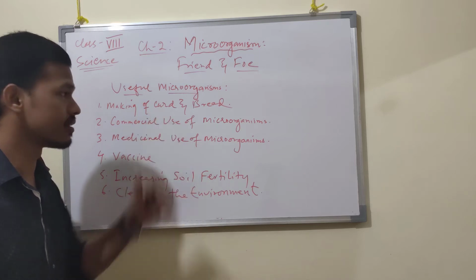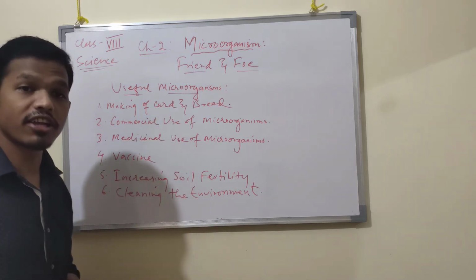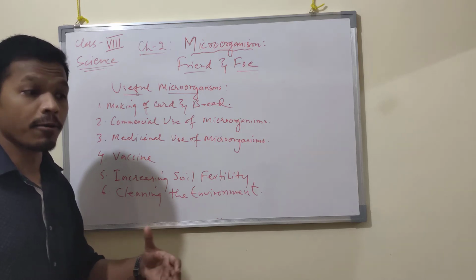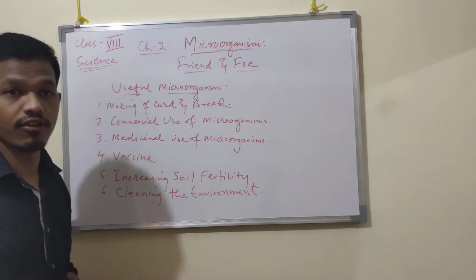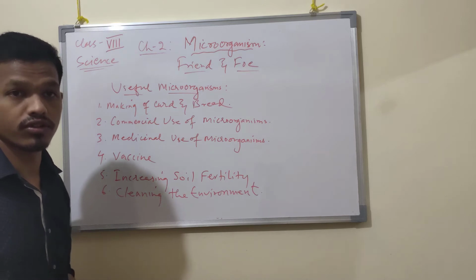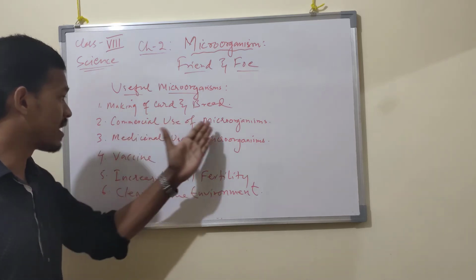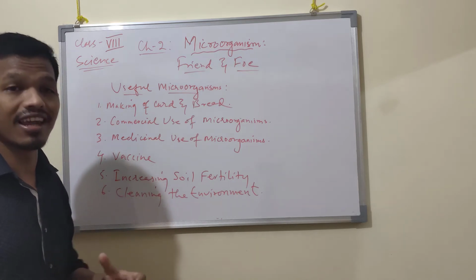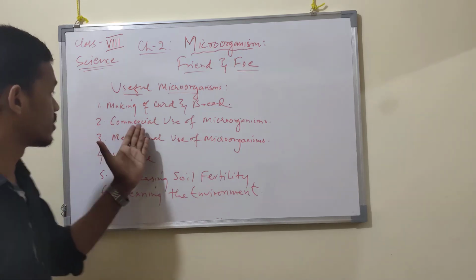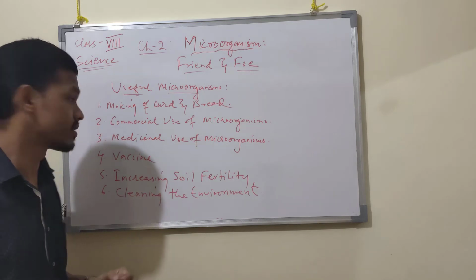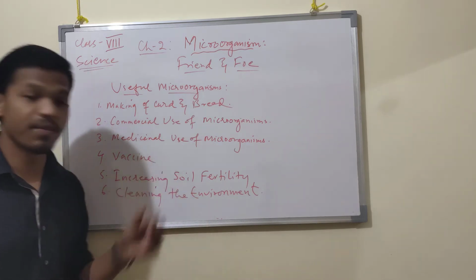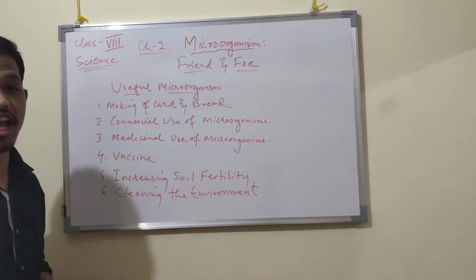Already you have discussed this. And there are also certain microorganisms used for production of products on a large scale, for large mass scale. So they are used for commercial use of microorganisms. And certain microorganisms are also used for medicinal use, such as antibiotics.